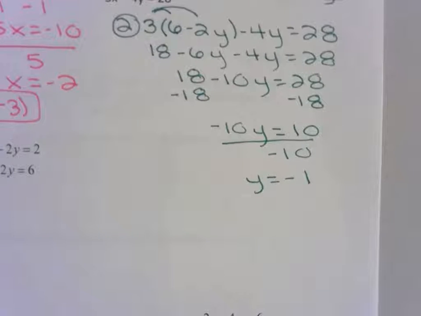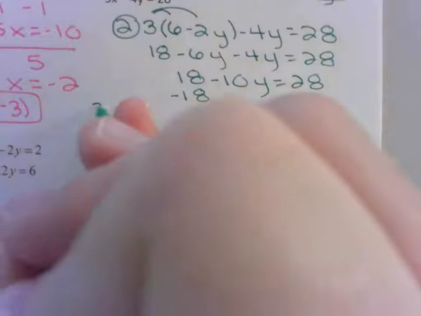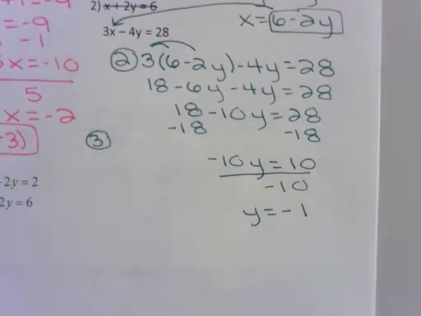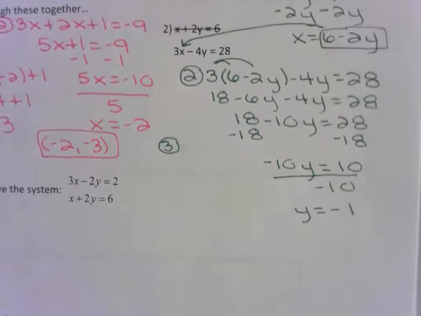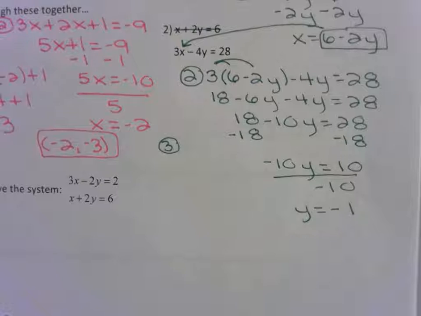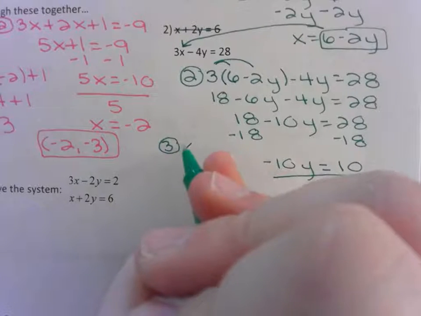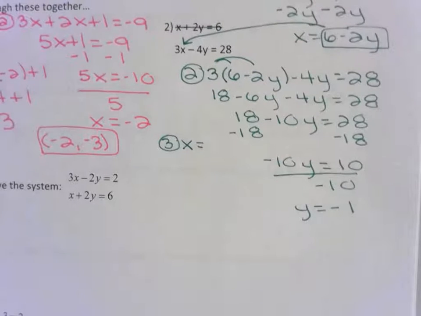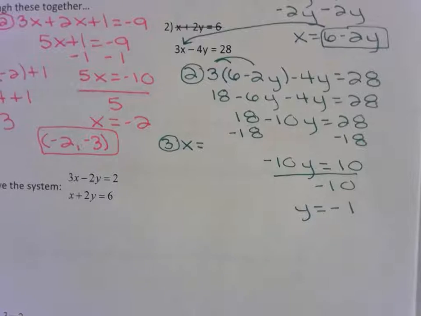Is that my answer? No, this is a system, so I need an ordered pair. So I know y is negative 1, so I need to find what next? X. Now let's think about it. It doesn't matter which equation you choose, but if I want to find x, which equation would be easiest to plug it into? The one that looks like what? X equals. If I want to know x, save yourself some work and pick the equation that's already x equals.